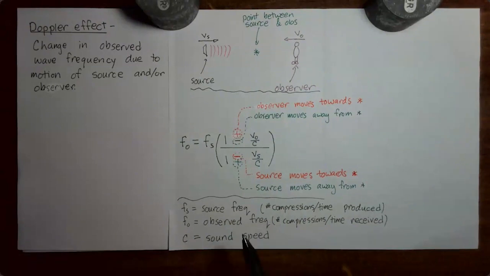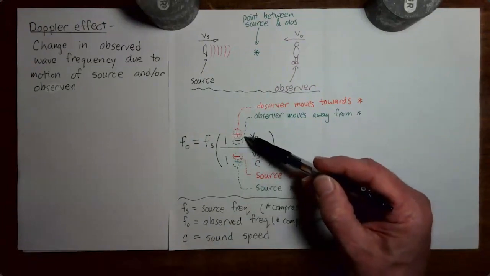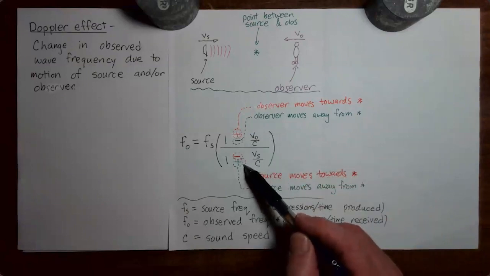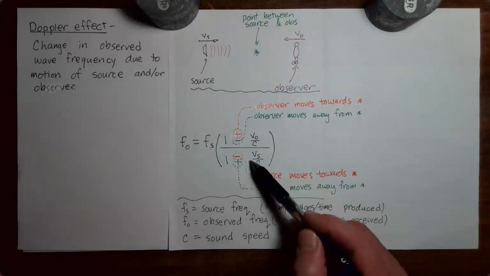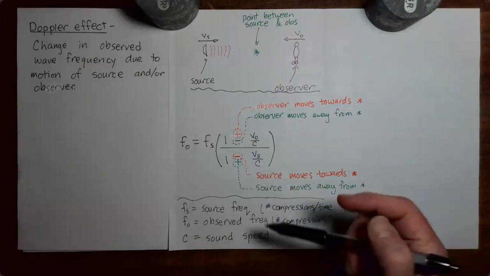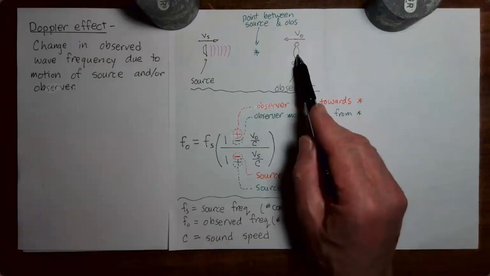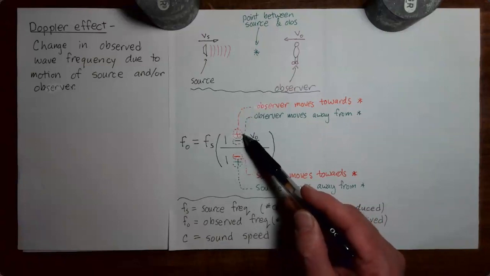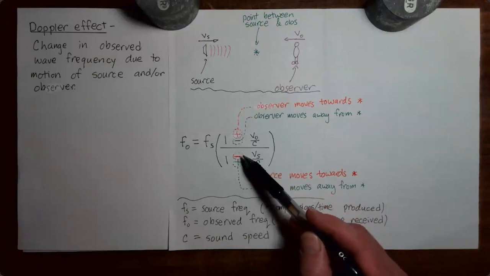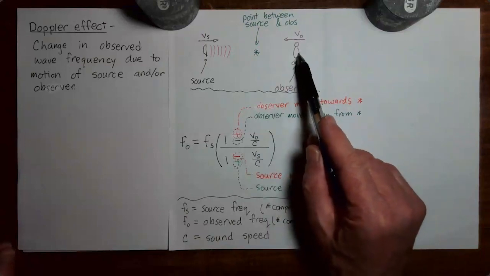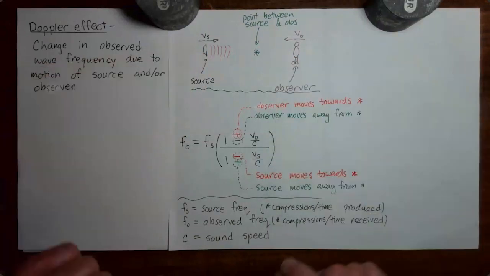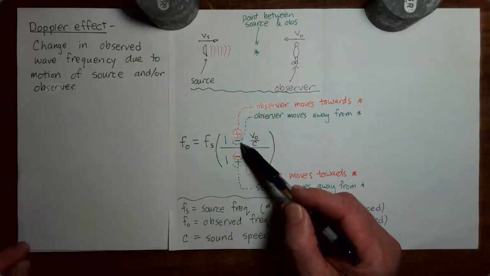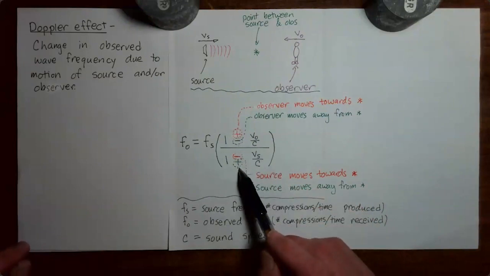So a quick summary of this. The sign you pick in the numerator is based on the motion of the observer. The sign you pick in the denominator is based on the motion of the source. If the thing in question is moving towards that marked point, then you pick the upper sign, which would be plus in the numerator or minus in the denominator. If that object is moving away from the marked point, then you pick the lower sign, which would be the minus sign in the numerator or the plus sign in the denominator.